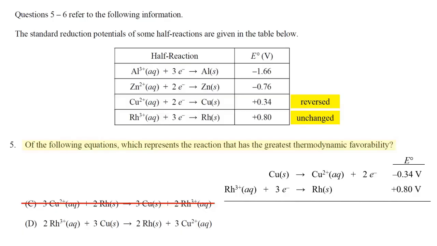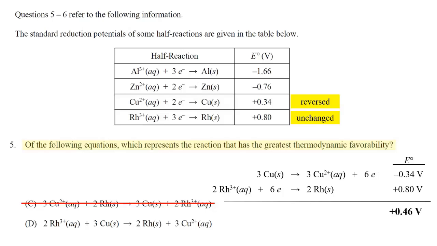Of course, I would need to multiply the copper half reaction by 3 so I could get 6 electrons lost. And then I would multiply the rhodium half reaction by 2 so I could get 6 electrons gained. Now that would give me an overall balanced equation which corresponds to choice D. But when I combine a negative 0.34 with a positive 0.80, I get positive 0.46 volts as my overall cell potential for the reaction represented by the equation in choice D.